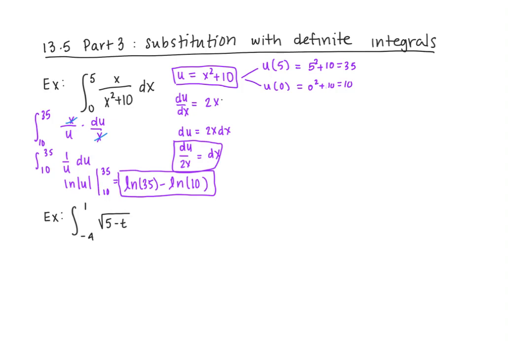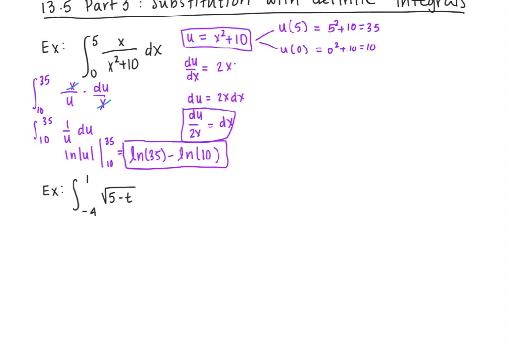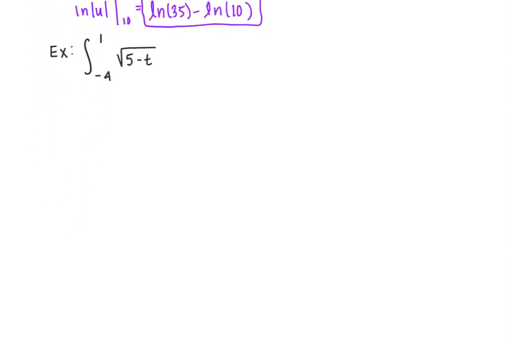Now when you guys did your quiz, some of you forgot to back substitute once you finish taking the integral. Well, you don't have to worry about that here because you're doing a definite integral. Let's look at this example. I'm going to let u equal 5 minus t. So du dt is negative 1. Rearrange that so that dt is by itself. So I have dt equals du over negative 1.